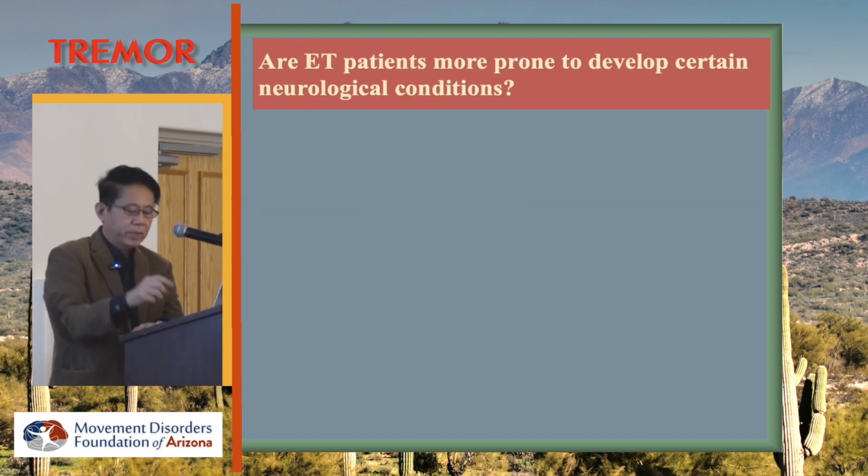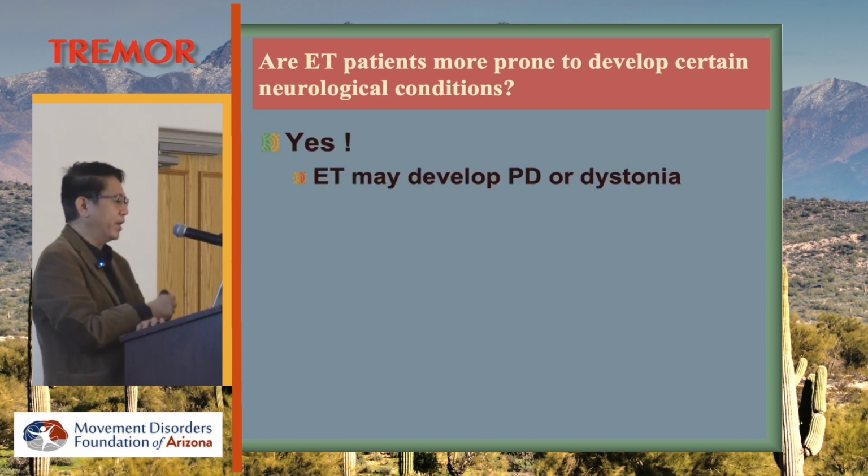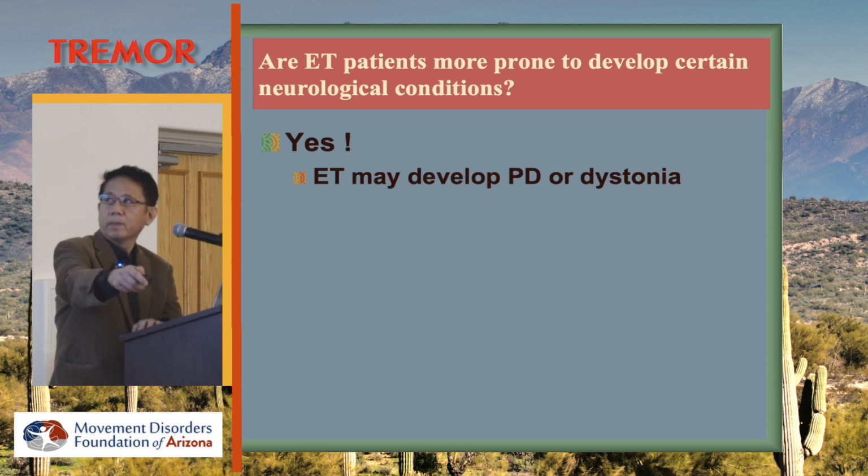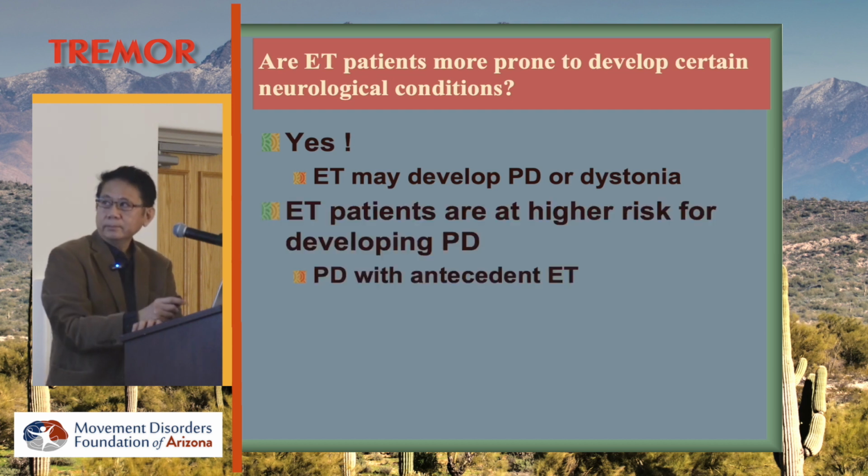And then when patients ask me, we've got a family history of ET, and we also have a family history of Parkinson's, so does essential tremor lead to Parkinson's in some individuals? The answer is yes. It looks like if you have a family history of essential tremor, or if you have essential tremor, you are at higher risk for developing Parkinson's or dystonia down the road. We call that Parkinson's disease with antecedent ET. And this is most commonly noted in patients with a long-standing history of essential tremor.